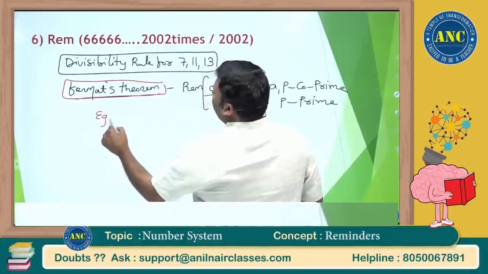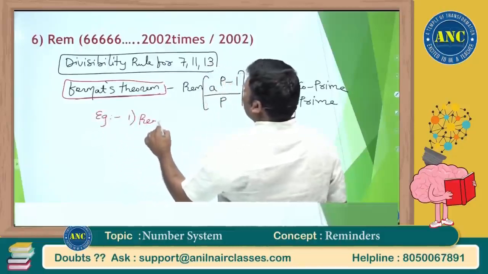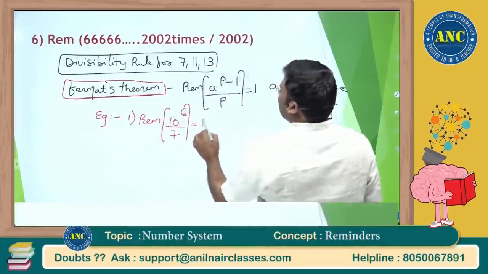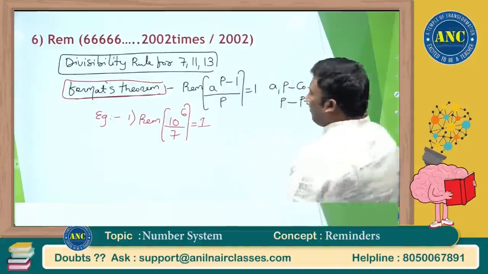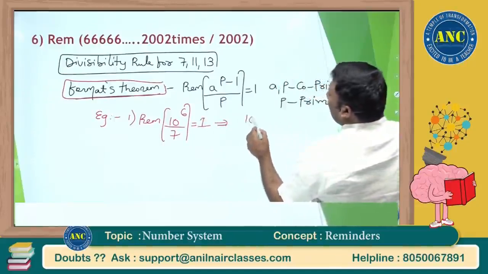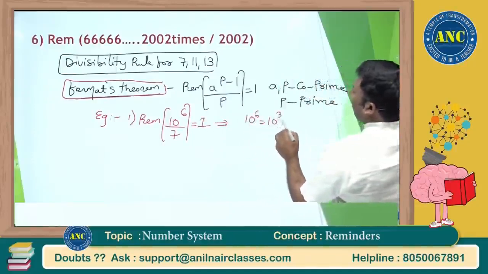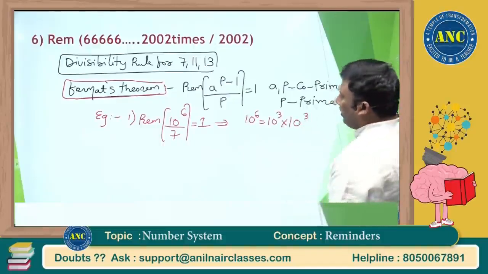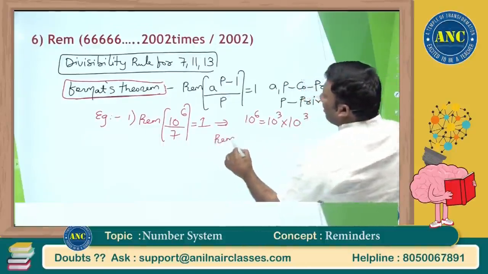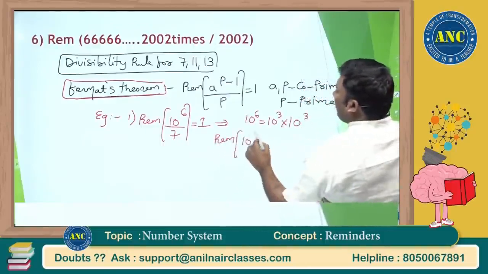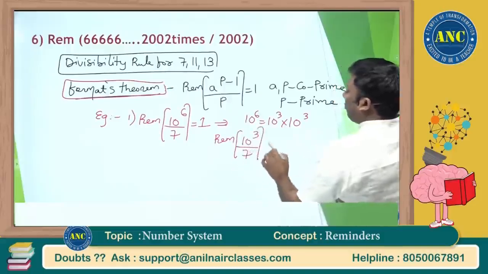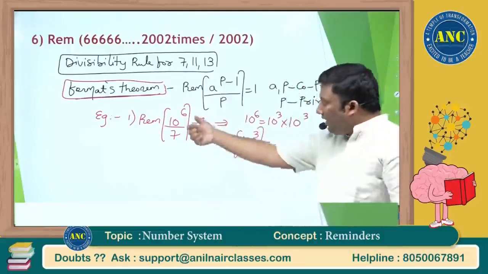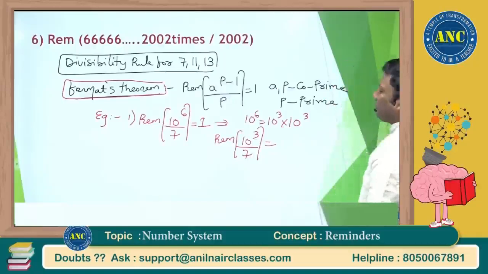For example, the remainder when 10 power 6 is divided by 7 is 1, because 10 and 7 are coprime. If I write 10 power 6 as 10 cube into 10 cube, let me see what happens for 10 power 3 by 7. 10 power 6 is nothing but x square. If x square is 1, x will be plus 1 or minus 1.